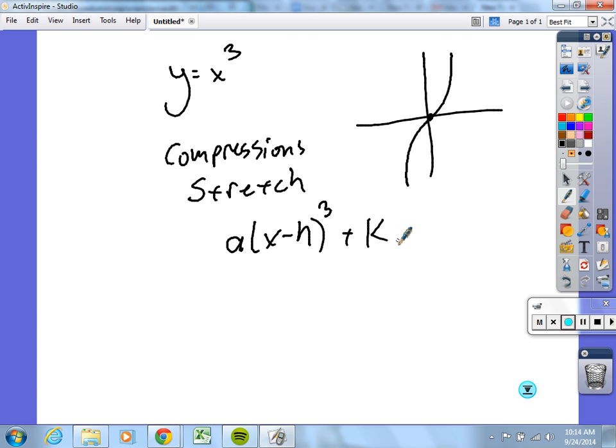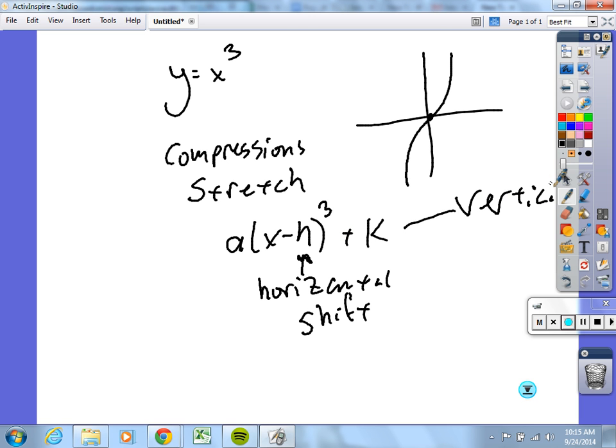What does the h value do in that? Is it a vertical shift or a horizontal shift? The h value dictates a horizontal shift, right? Now in this case, I'd move everything to the right h units, wouldn't I? Okay, what does the k value do? That is a vertical shift, right? Everybody there with me?